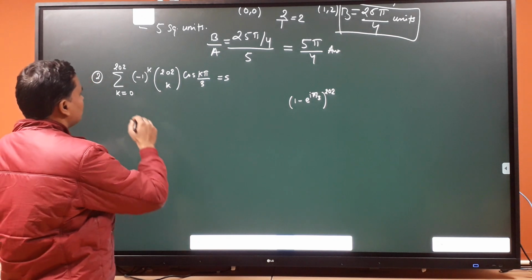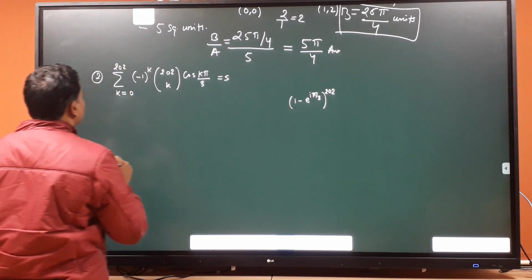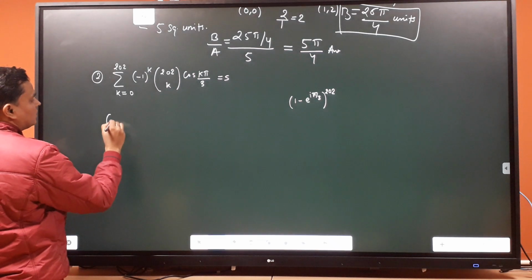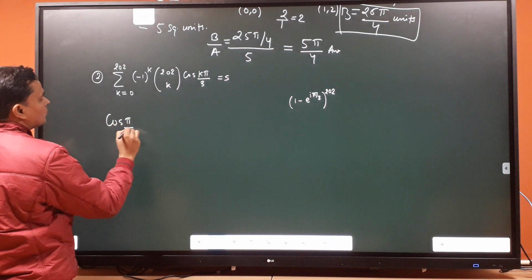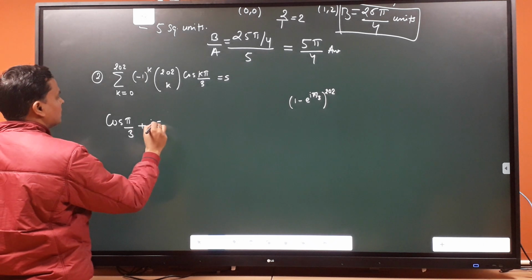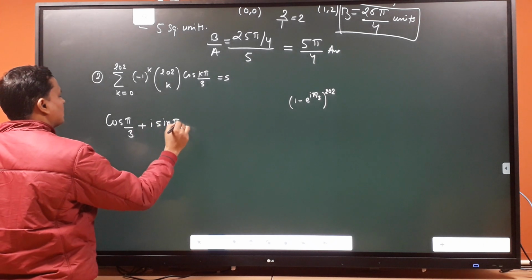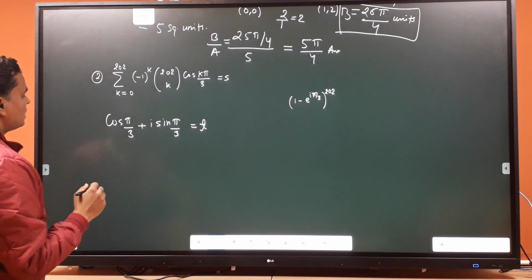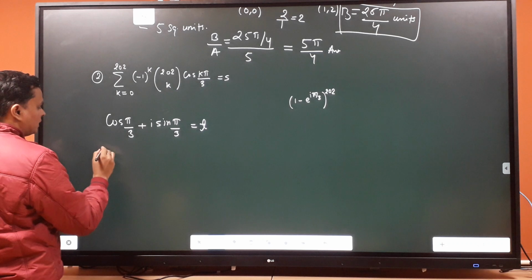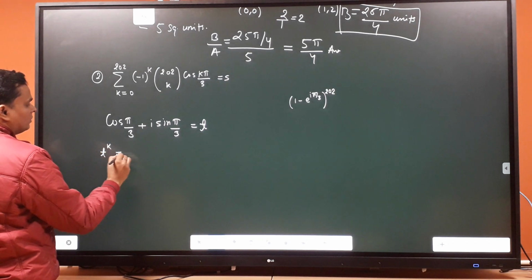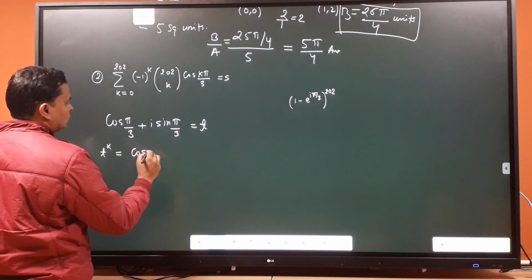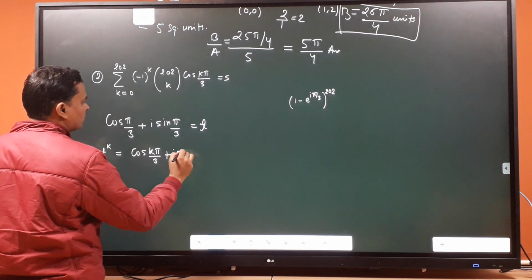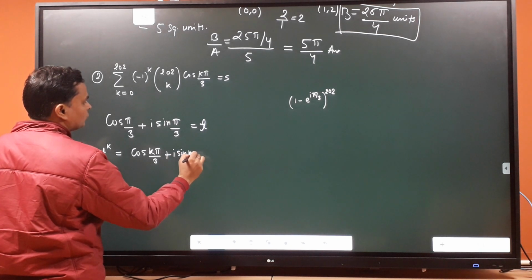If I denote this sum by S, then we can conclude this. First of all, one thing needs to be noted here: cos pi by 3 plus i sin pi by 3, I can name this as t. Let t be a complex number denoted by this. And by de Moivre's theorem, if I raise t to the power k, then this will be equal to cos of k pi upon 3 plus i sin k pi upon 3.